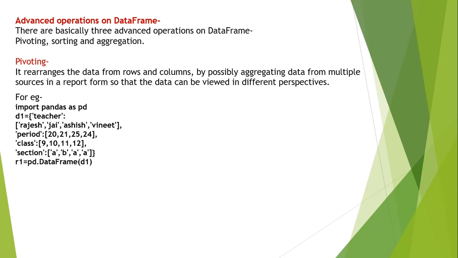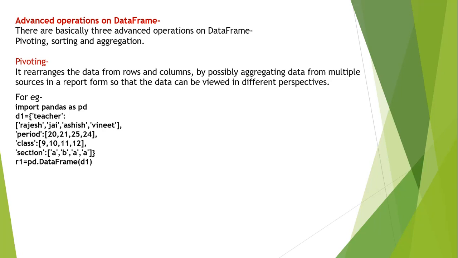Advanced operations on data frames basically include these three operations: pivoting, sorting, and aggregation. So let's see what pivoting is. Pivoting is a method or a function by which you can rotate the actual data frame values. Suppose we have some data entries in particular columns and associated rows, and you want to interchange the rows and the columns. All this is possible because of pivoting.